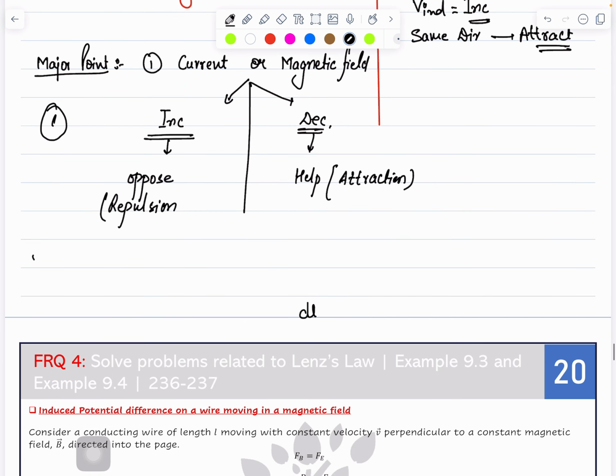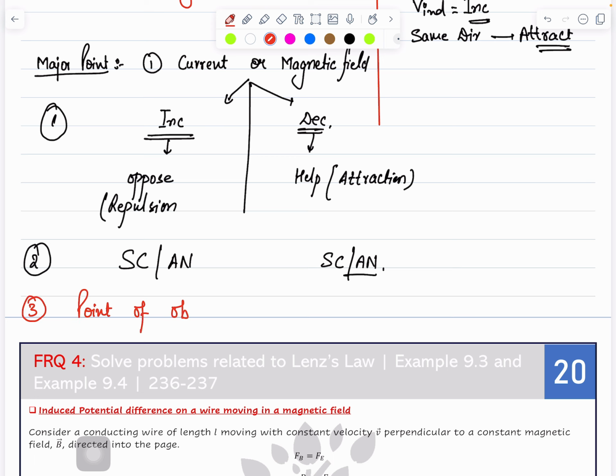What should be the second point? SCAN. Just check SCAN, and whatever is applicable, apply this. SCAN. Clear? Okay, the third step, what you need to focus on. Okay, I will change the color. Third is called point of observation. Point of observation.